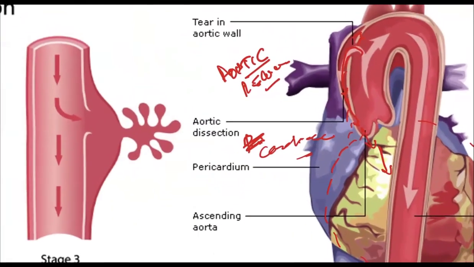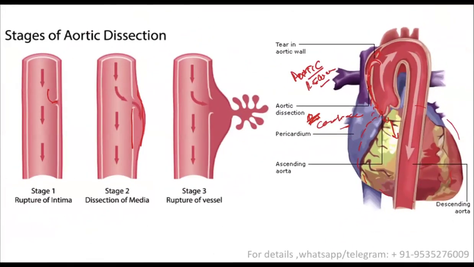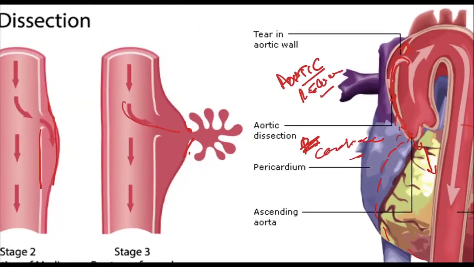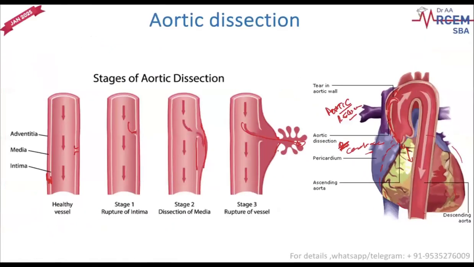But if the dissection passes and dissects the outermost layer, what will happen? The adventitia, the outermost layer, gets disrupted, the blood will start pouring out into your thoracic cavity and the person will die. He will never present to the emergency department if it's a complete dissection. Usually the inner and the middle layers, the intima and the media, are involved, and they present to the emergency department. If the outermost layer is involved, then it is gone.